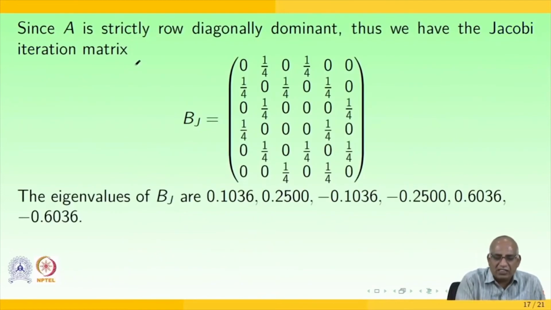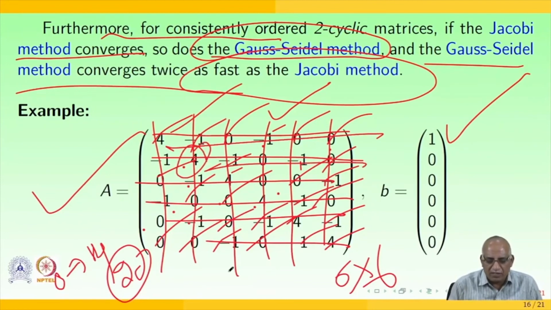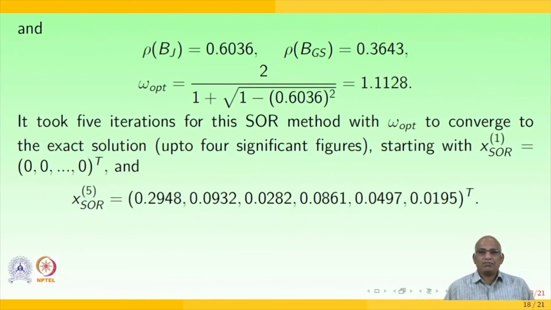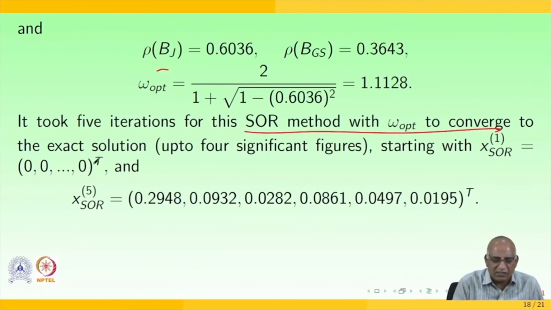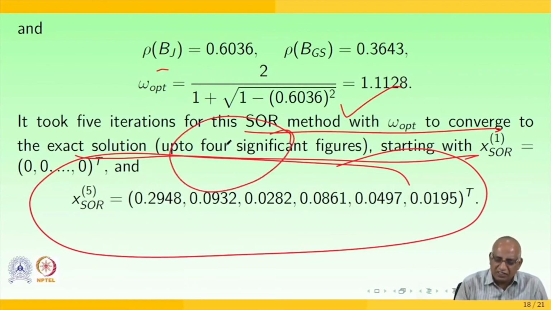Now since A is strictly row diagonally dominant, look at here: 4 is greater than all these other elements in each row. So we'll have, with 5 iterations of omega, convergence to the exact solution as shown over here. So basically the successive relaxation method will give you the exact solution up to 4 significant digits.